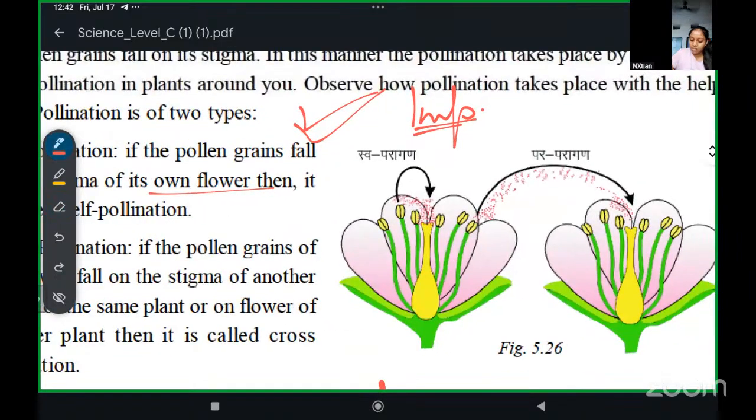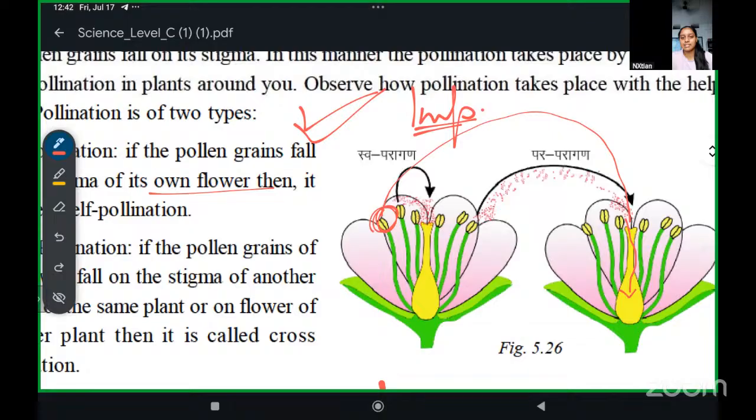Another method is cross-pollination. When the pollen from this anther goes to the stigma of that flower, this is known as cross-pollination between two flowers. When one flower's pollen goes to some other flower's ovary, this is called cross-pollination. So through cross-pollination, it will reach another flower, from one flower's anther to the gynoecium of another flower.